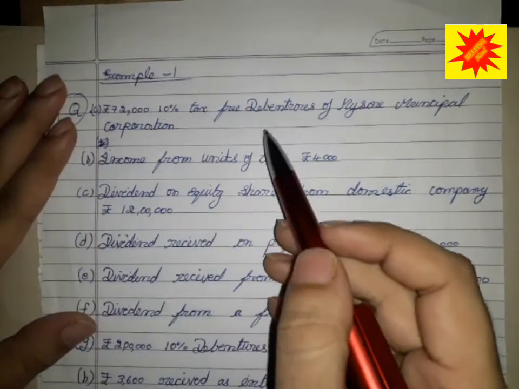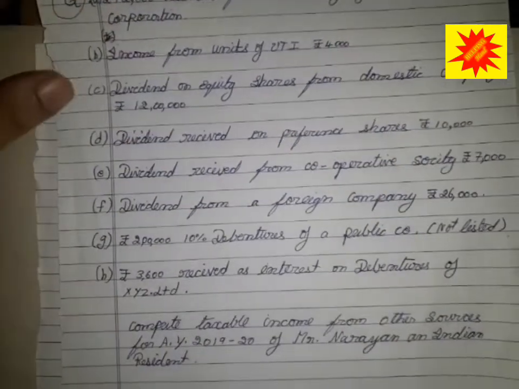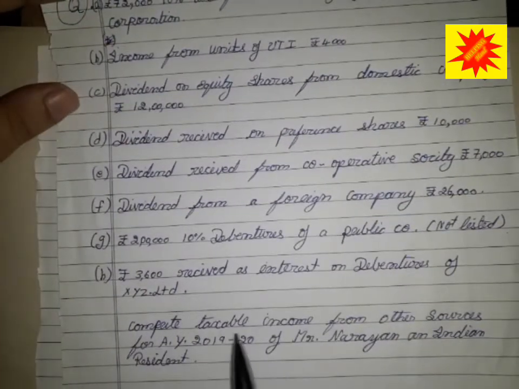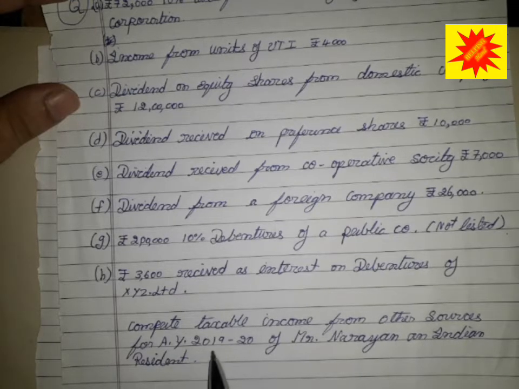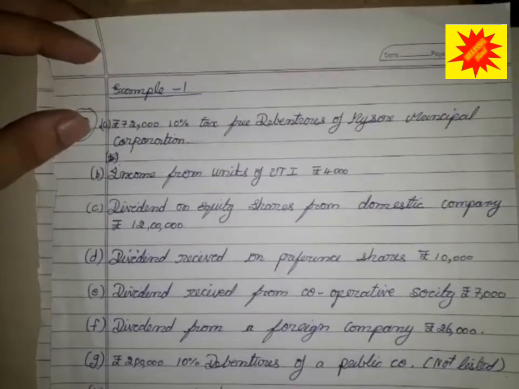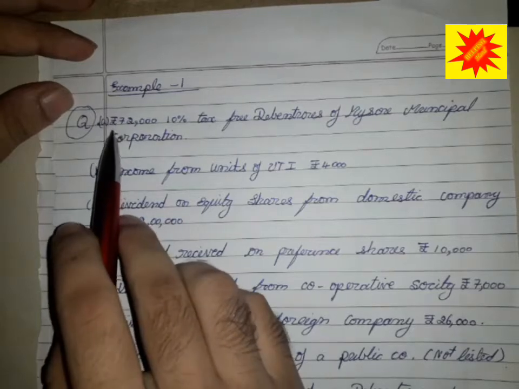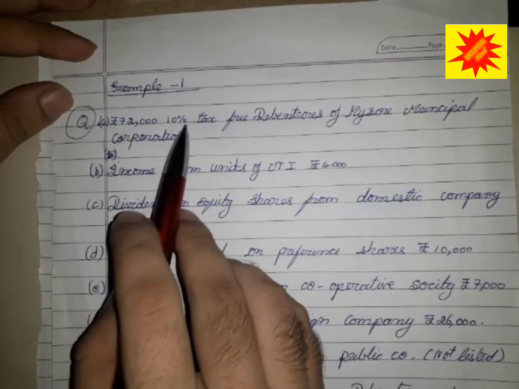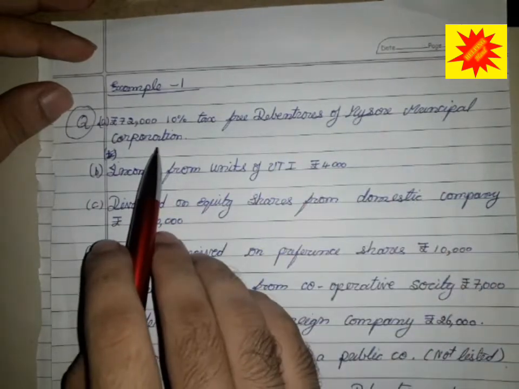Here they have given us 8 transactions with a note that says to calculate taxable income from other sources for the assessment year 2019-20 of Mr. Narayan, an Indian resident. So that's what this information has been given to us. Okay, so the first transaction is rupees 72,000 10% tax free debentures of Mysore Municipal Corporation.